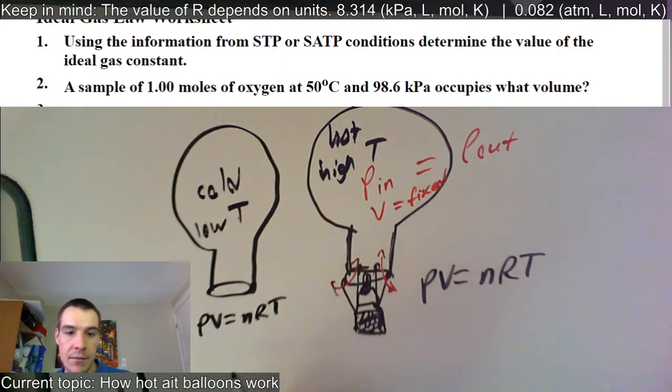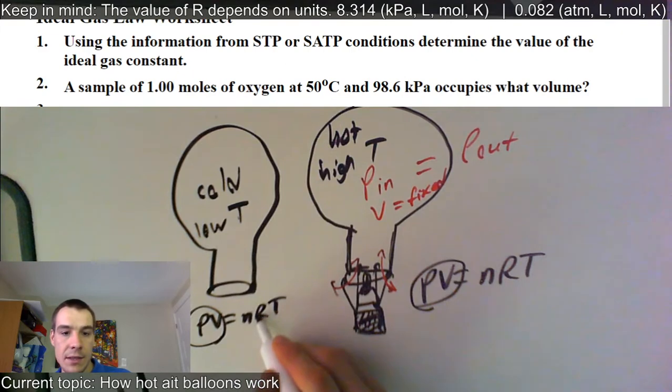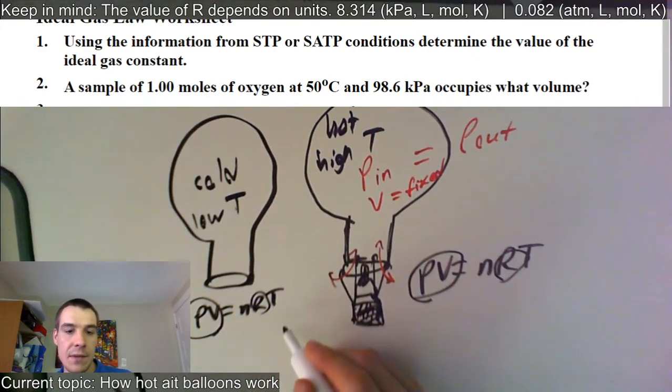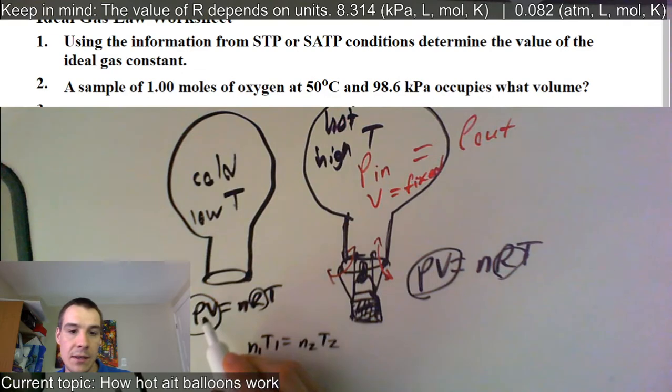So we can kind of organize it. The P stays the same and the V stays the same. This number is the same on both. And R is the same on both too. Which tells us that we can make a new law: n1T1 equals n2T2, because we can set these equal to each other and cancel out the R.